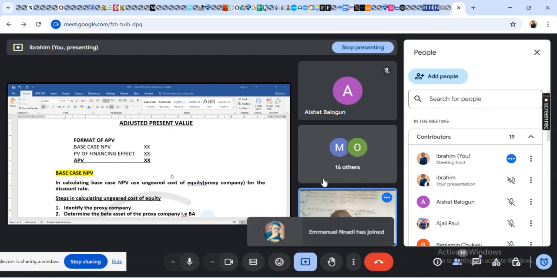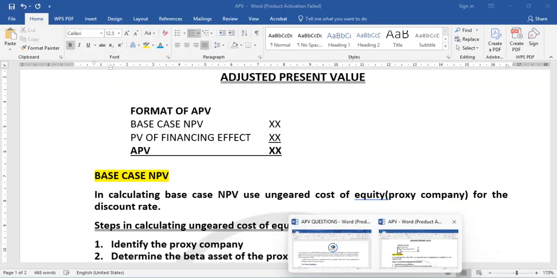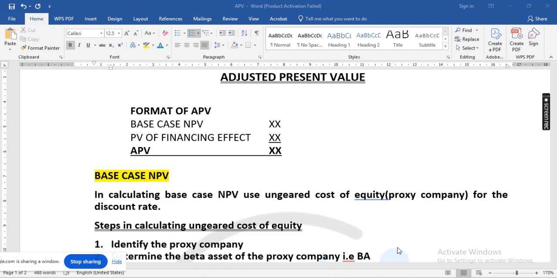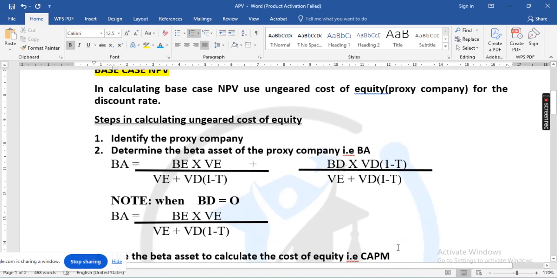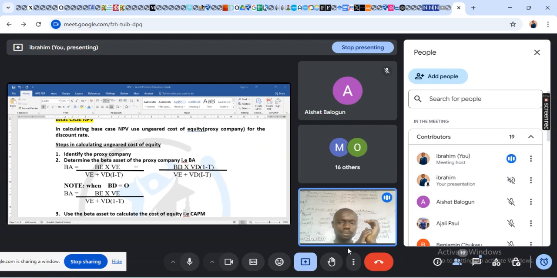First thing you need to do, one, is to identify the proxy company, which we've done under the risk adjusted present value. Number two is to determine the beta asset of the proxy company. If you want to determine the asset beta, this is the formula, which we've done under the risk adjusted cost of capital.